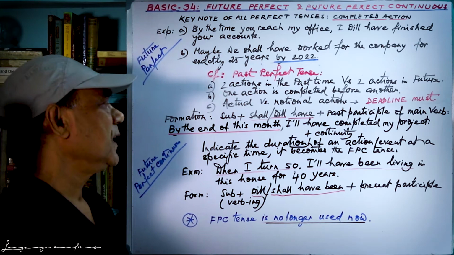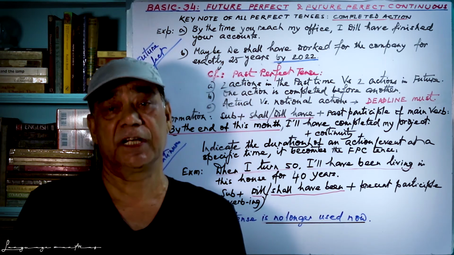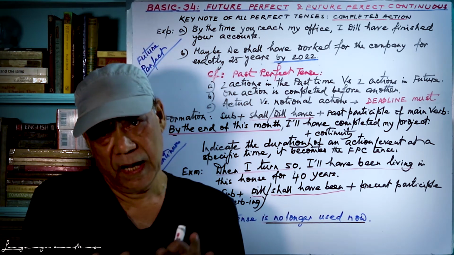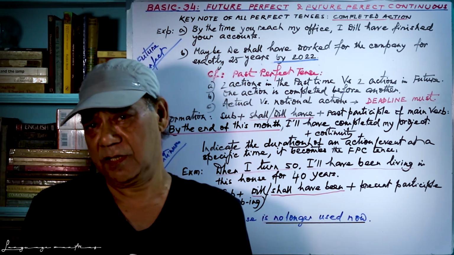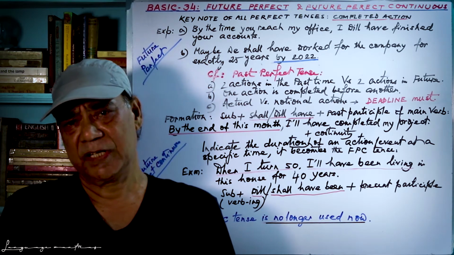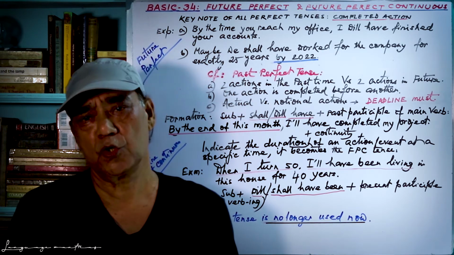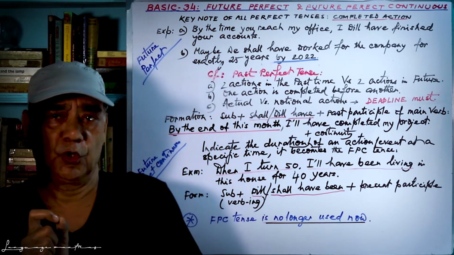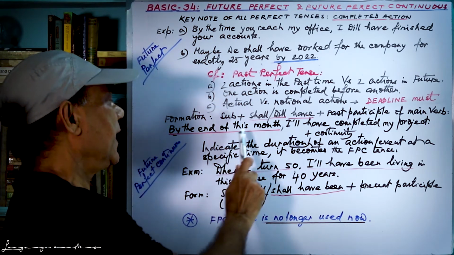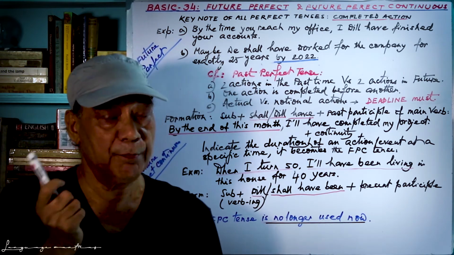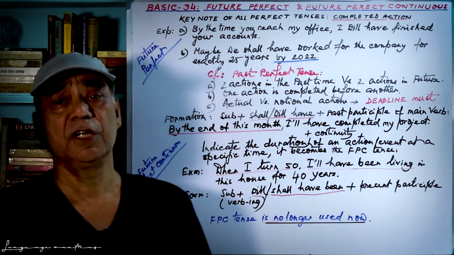By the end of this month, I'll have completed my project. Normally, you may come across the simple form of this: by the end of this month, I will complete my project. Nowadays, grammatical rigidity is not that much. It may be allowed. But if you want to be perfect, if you want to be very particular about the grammatical rules, then you have to follow this. By the end of this month, I'll have completed my project. So this is all about future perfect tense.